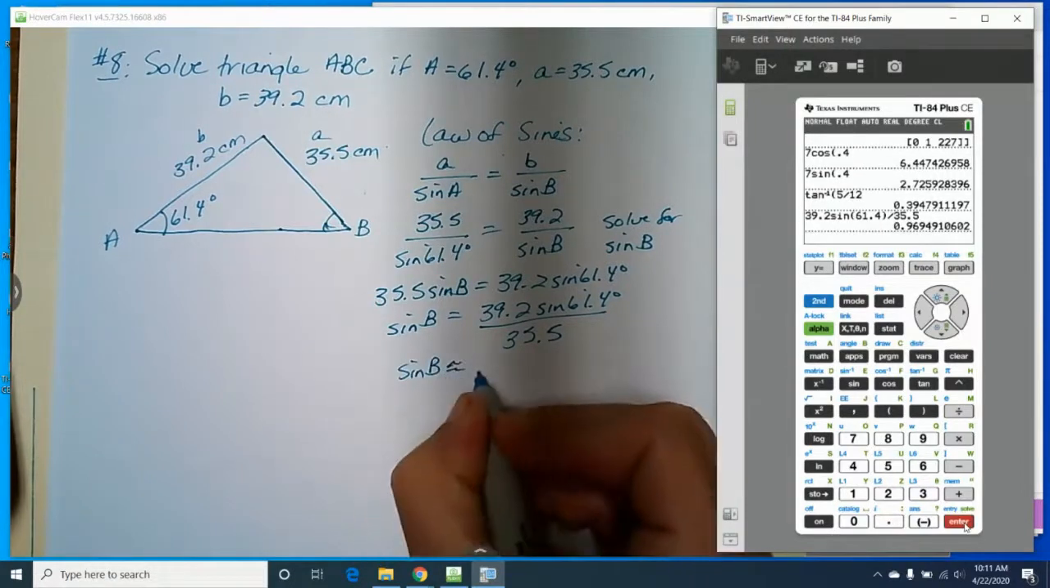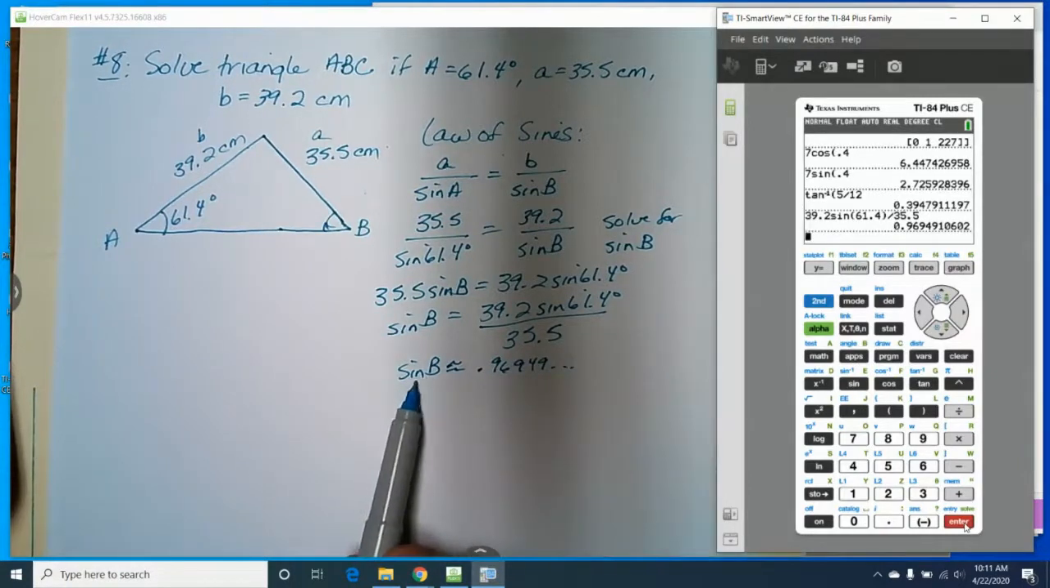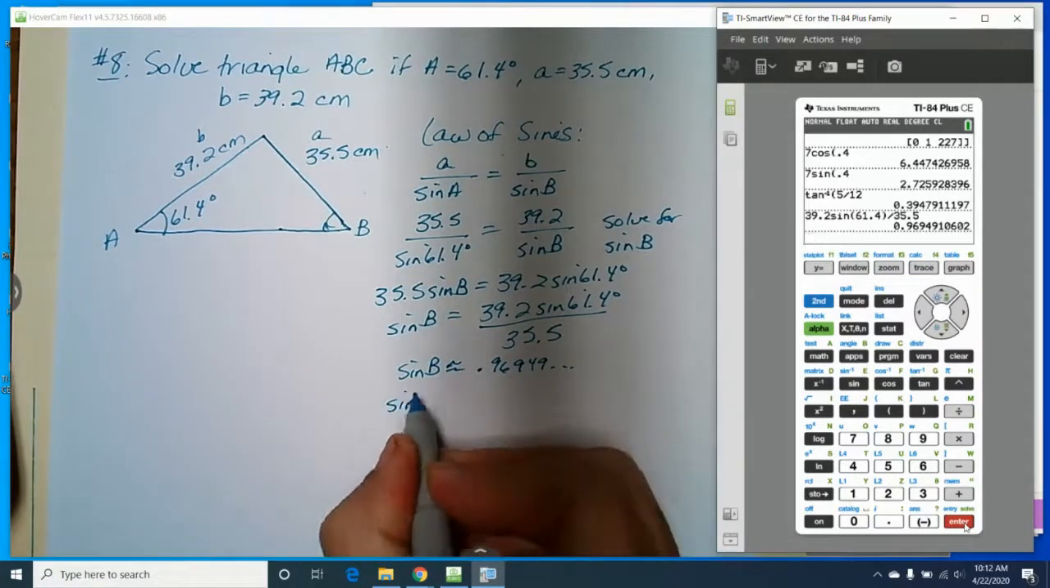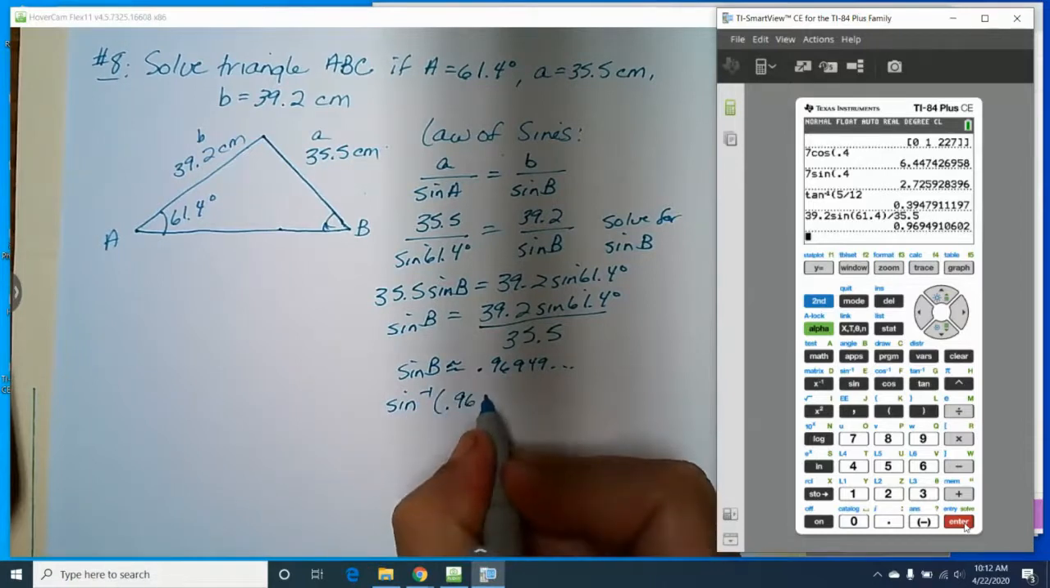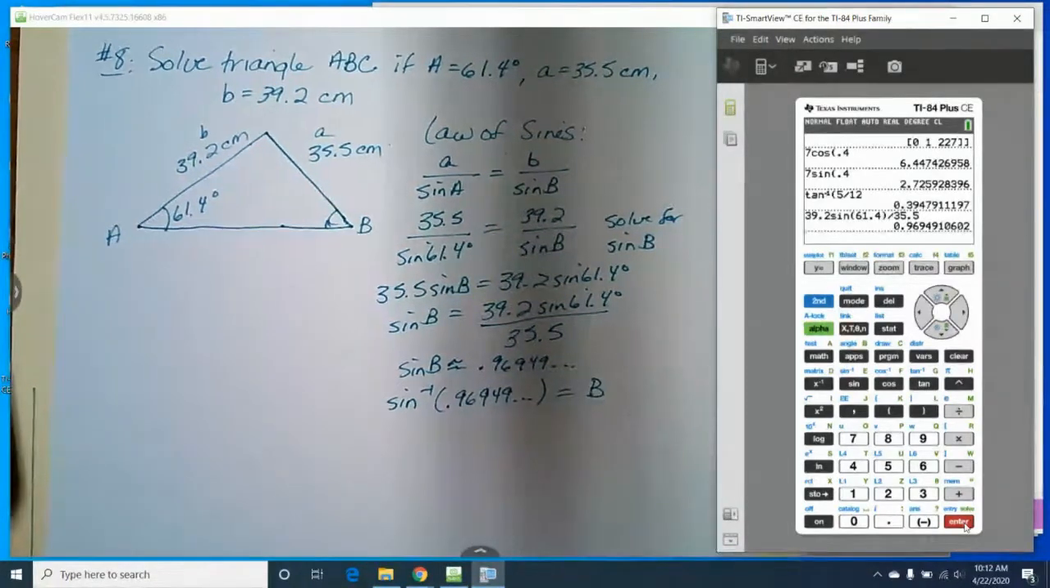The sine of B is something like that. And now what I can do is I can use my inverse sine to actually find the B. So if I do the inverse sine of this value that I just got, that's going to get angle B. And the way I'm going to do this on the calculator, since I already have the number here, I'm going to do inverse sine, and then I'm going to tell it to take that answer, which I'm going to use second and the negative key down here, where it says ANS at the top. Okay. That will give me back the last answer that I had.